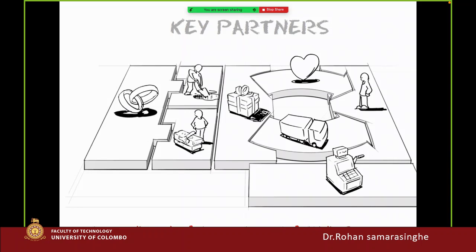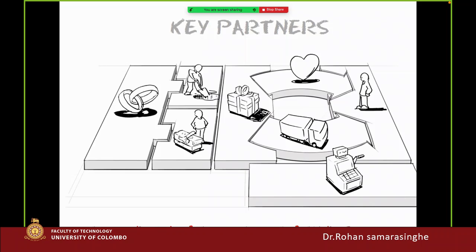Next one is key partners. Who are our key partners? Who are our key suppliers? The partners are the raw material suppliers, as well as basically banks and financial institutes that provide short-term and long-term loans to the company, and they are the partners. They are normally called the stakeholders, and the customers are also good stakeholders, as customers provide some feedback on the product or the service.